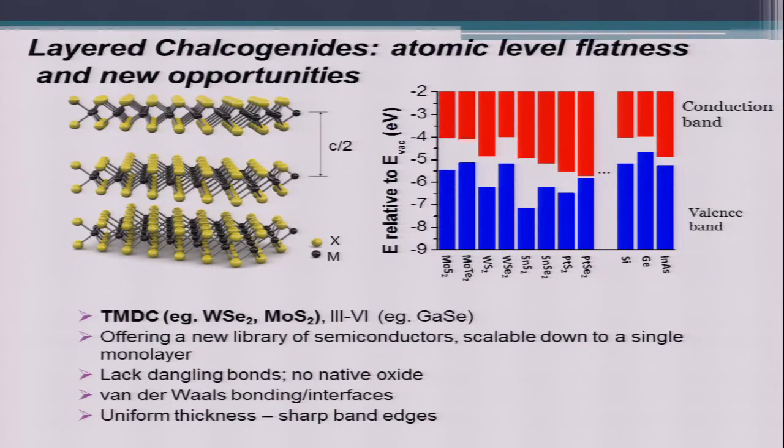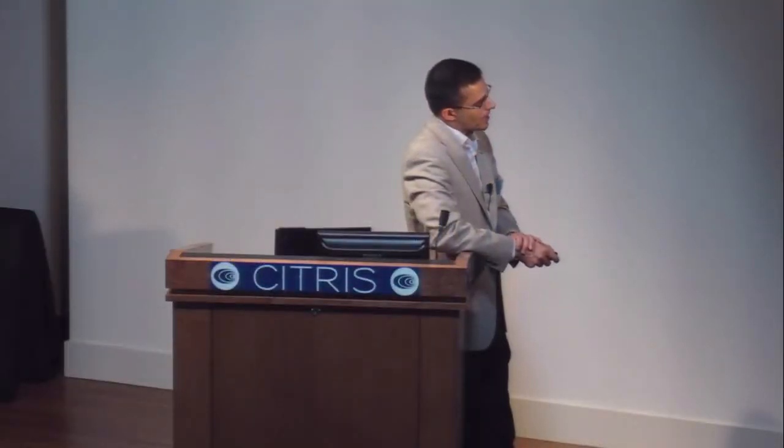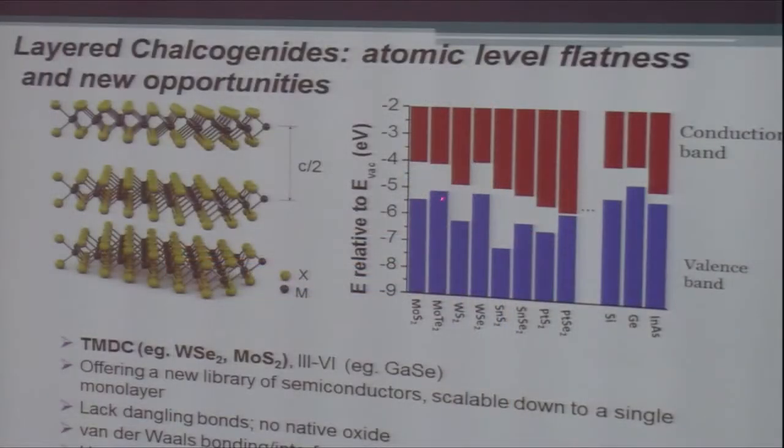And there is a whole library of them. Here I'm just plotting the valence band and the conduction band edge of the different chalcogenides that we have available. It's a whole library of them. These are just a few, and you can see that they're all over the place. So you can think about also building different heterojunctions based on van der Waals interfaces.